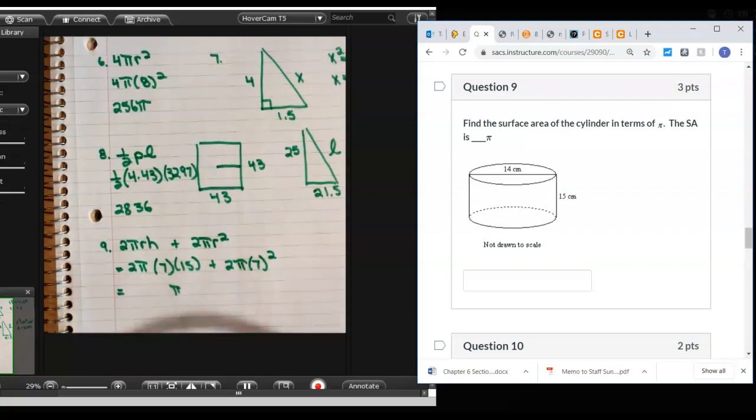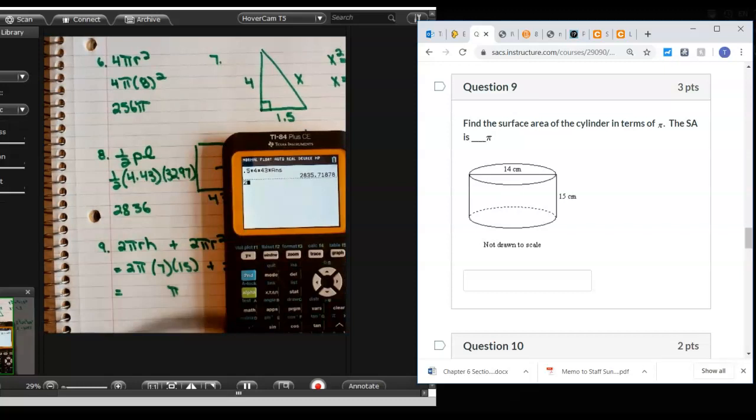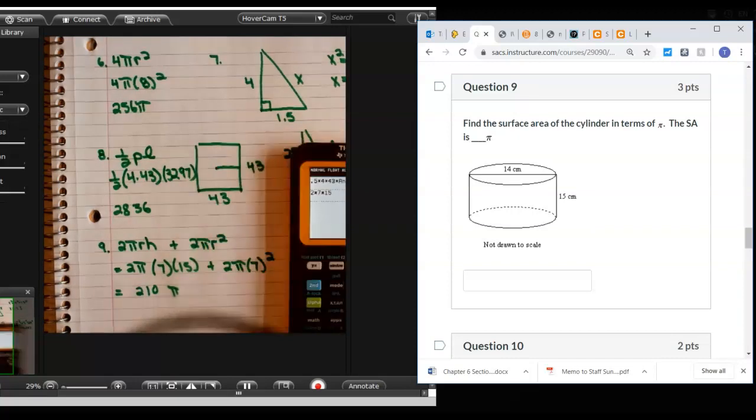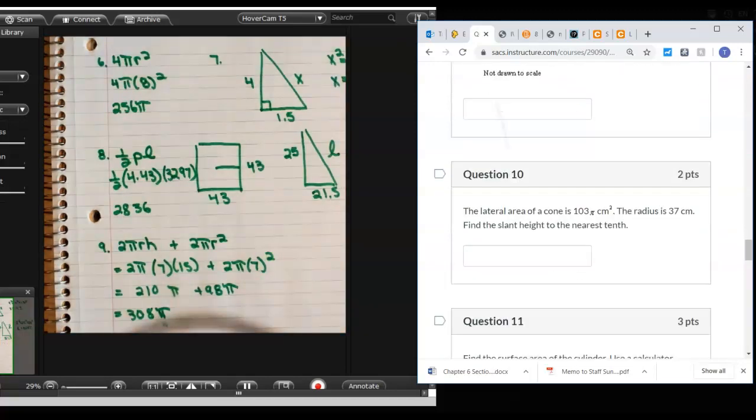So I'm going to put that pi off to the side, and I'm going to do 2 times 7 times 15. I get 210. Then over here, I'm going to do 2 times 7 squared. I get 98. And then finally, we can add those together, and we end up with 308 pi.